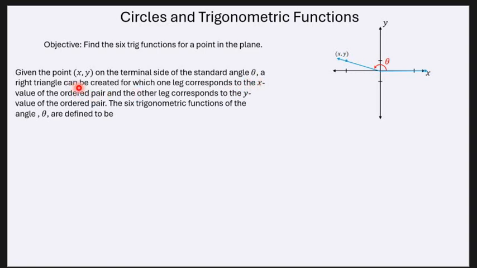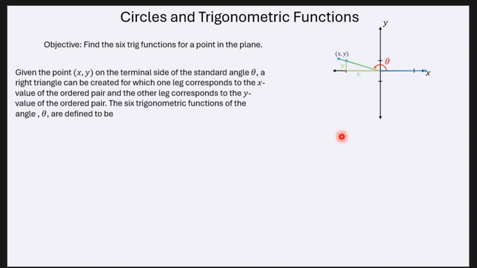A right triangle can be created for which one leg corresponds to the x value of the ordered pair and the other leg corresponds to the y value of the ordered pair. So that right triangle would look like this green right triangle here. Notice that the base of the right triangle is the x value, that distance from the origin horizontally, and the y value is the height of the triangle.